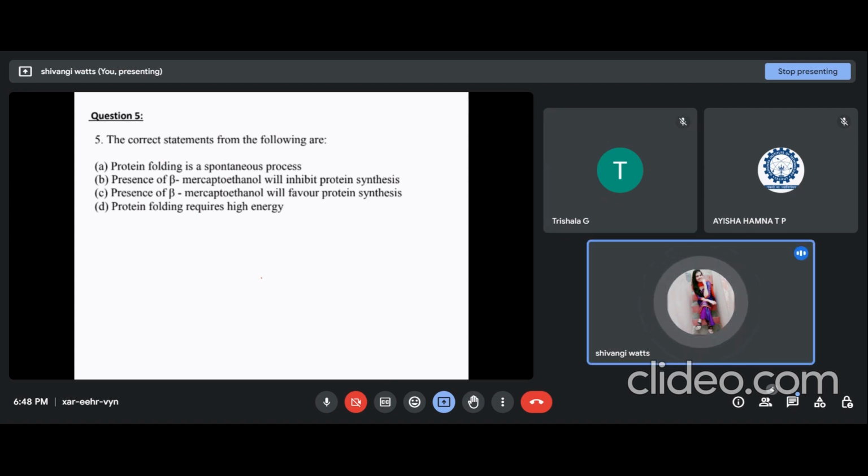But totally A and D are the correct statements. No, no, no. If you see carefully, A says protein folding is a spontaneous process. Spontaneous process means it doesn't require that much energy. In D, they are telling it requires high energy. So both are contradictory statements. So out of the two, A and D, one will be correct, and from B and C, one will be correct.